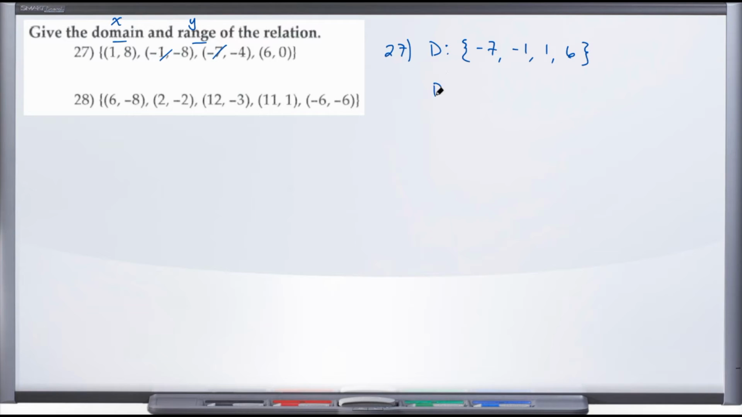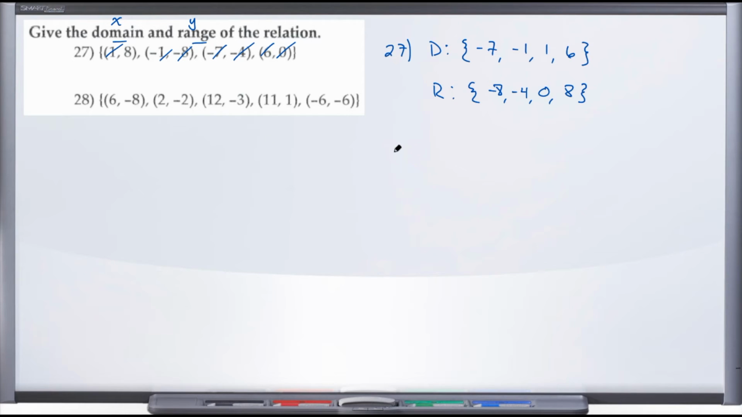All right. And now if we're asked to list the range, we are asked to list the y values. And so again, we'll start with the smallest and work our way up. So I see -8, and then I see -4, and then I see 0, and then 8. All right, and that's it. That's all you have to do for listing the domain and range of a relation.